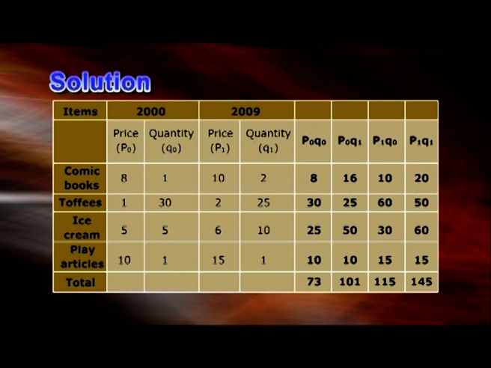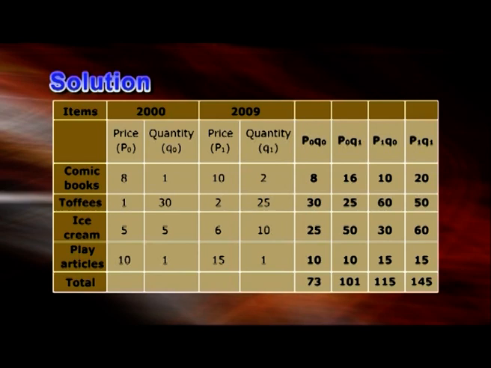In the table, we have the items in the first column. The second and the third columns indicate the price P0 and quantity Q0 of the base year 2000. Fourth and fifth columns indicate the price P1 and quantity Q1 of the current year 2009. The sixth column is a calculation for the product of the price and quantity of the base year, P0 and Q0, that is 8, 30, 25, 10, and its summation is equal to 73.